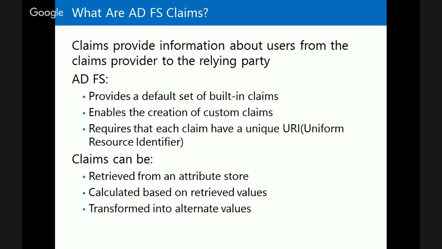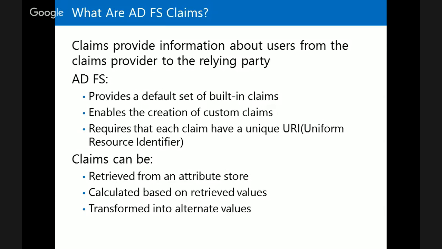In other words, I can create a claim right on the fly that doesn't actually exist in the attribute store. This is a little bit different, right? Normally we think, okay, the information has to be in Active Directory. Not necessarily. I could do a calculation. I could add those things up and figure those things out.